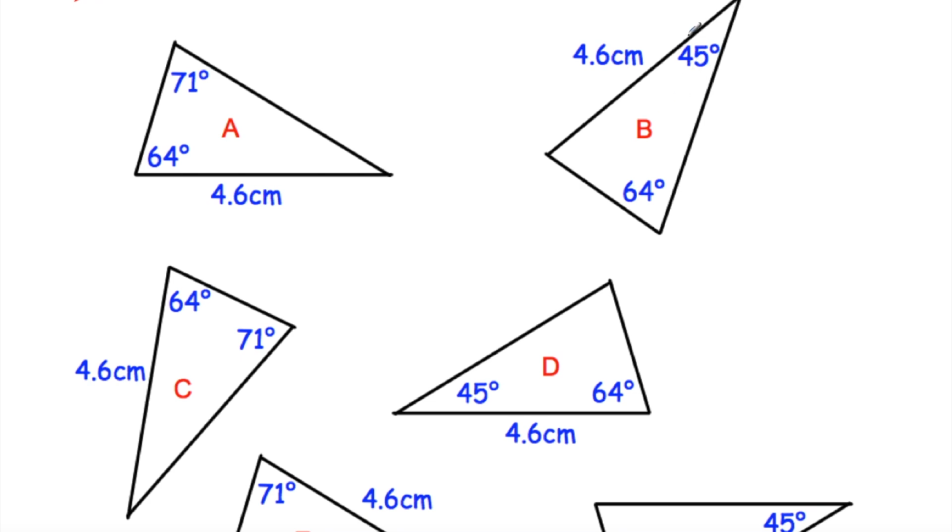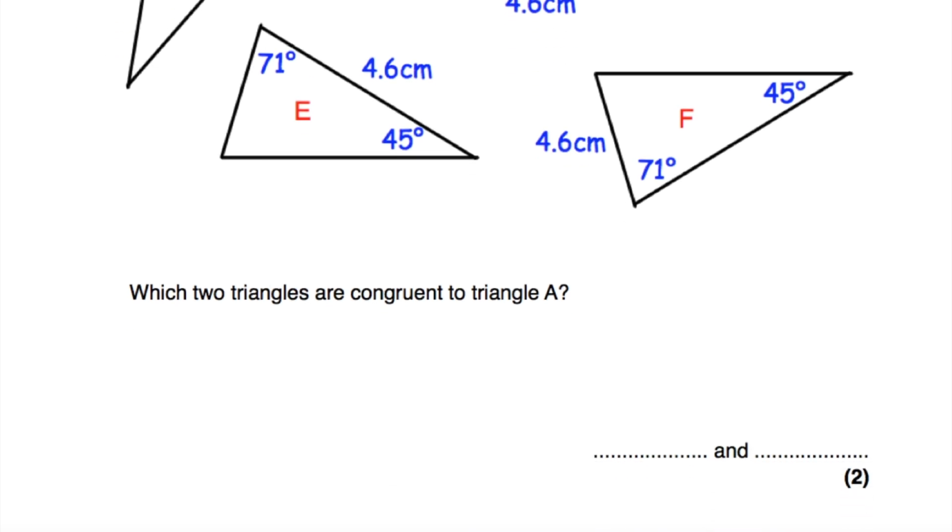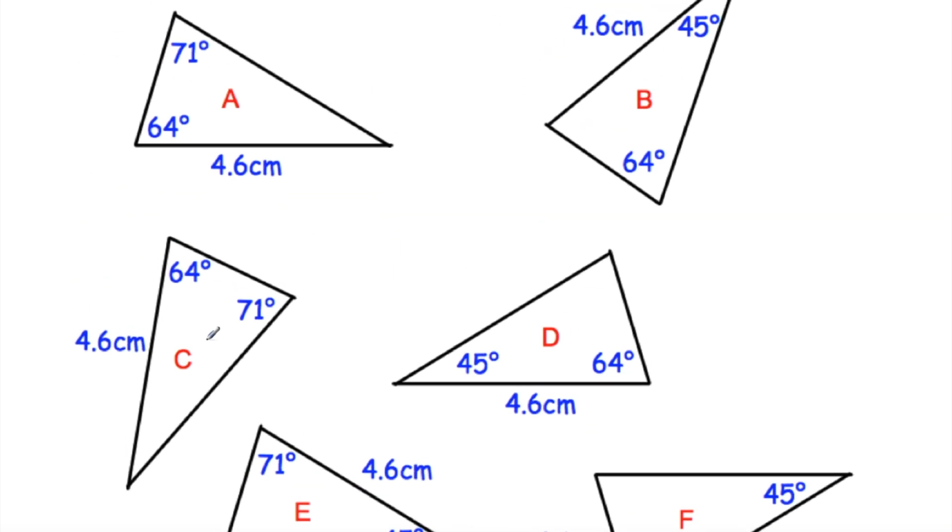Okay, so triangle B, no, it doesn't have the 71 degree angle. Triangle C, it does have the 71 and the 64 and the 4.6. Let's have a look at the order. We've got 71 and then 64 and then 4.6. So yeah, triangle C would work. So that's going to be one of the congruent triangles. I'm going to write that down, triangle C. Okay, so I'm just going to give that one a tick because we've done that one.